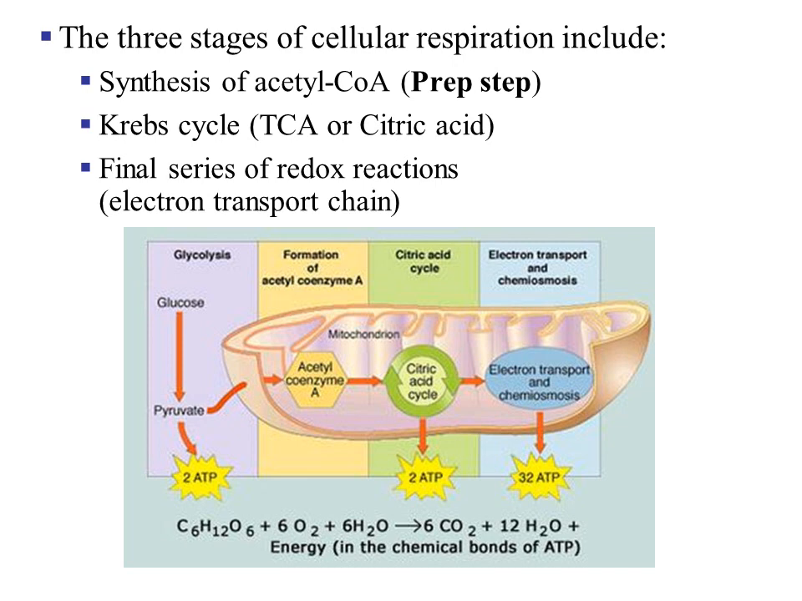The 3 stages of cellular respiration include the synthesis of acetyl-CoA. We're going to call it the prep step. Then the Krebs cycle, which can also be called the TCA cycle or the citric acid cycle. And finally, we're going to look at the redox reactions. All of this occurs inside of the mitochondria. Glycolysis occurs in the cytoplasm.